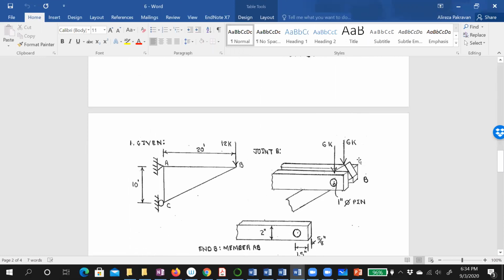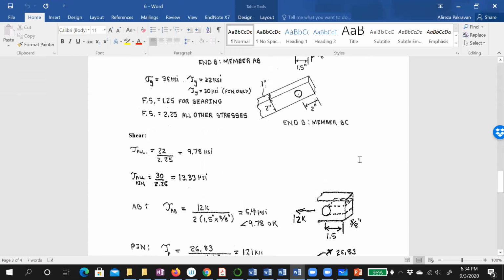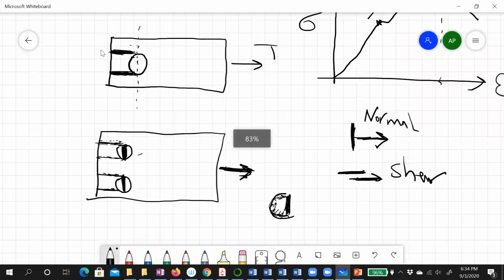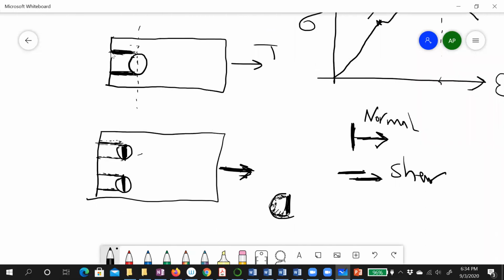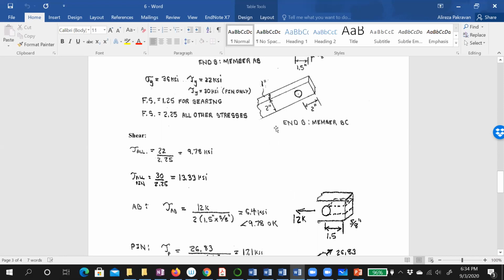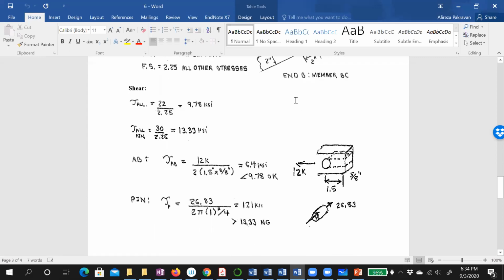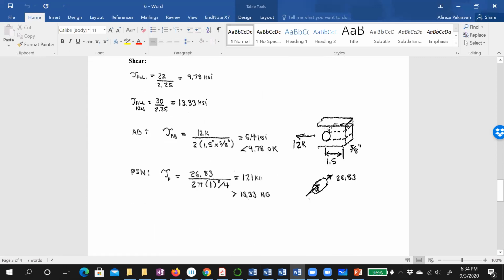So let's go to the shear. This is the rest of that, and then if you have questions, we can continue. For the shear, it asks us to find the shear in AB and the pin. For AB, it is the same as this picture. There is a force here. These are the planes of shear: one plane of shear here, one here, 2 planes. So for AB, we have one hole, one plane here and one plane here, and these are the planes of shear.